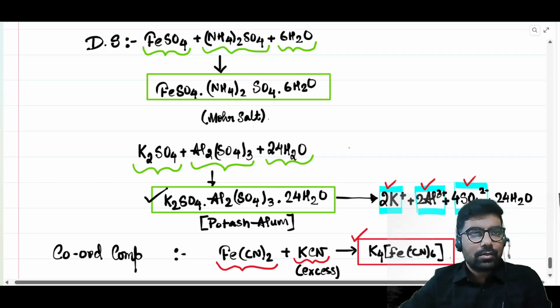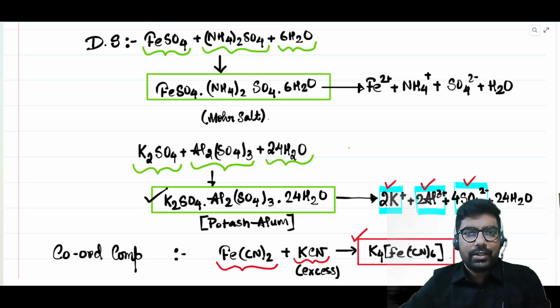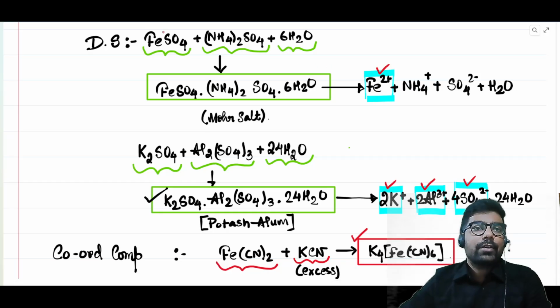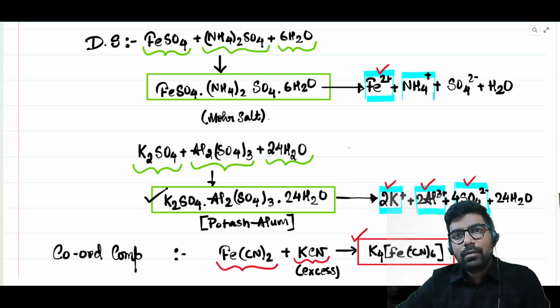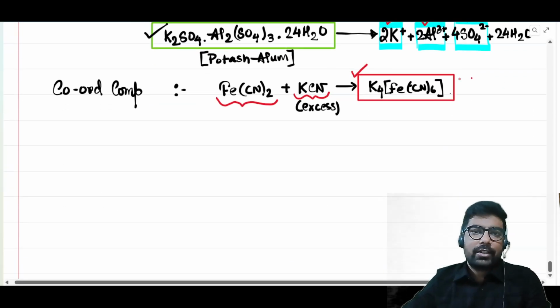Similarly, if we take this double salt also, when we put it in water, it will again dissociate into all the constituent ions. We will get Fe2+, we will get 2 ammonium ions, then we will get sulfate ions, plus we will get water. So again, if we do the individual test for iron, we will get a positive test for iron. If we do the individual test for the ammonium group, we will get a positive test for the ammonium group. And if we do an individual test for the sulfate group, it will give a positive test for the sulfate group, right?